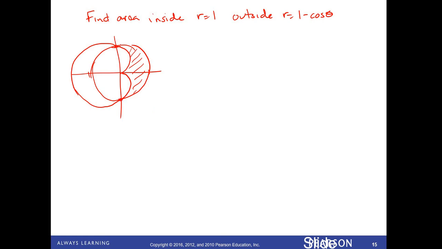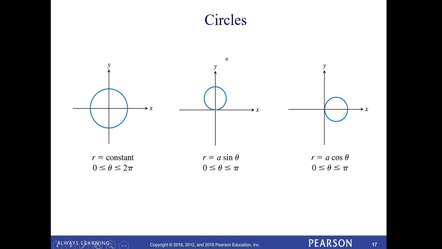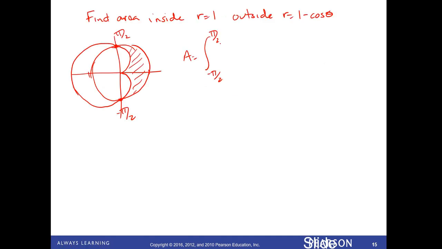I'm going to go from negative pi over 2 to pi over 2. So area is the integral from negative pi over 2 to pi over 2. 1/2 of my first radius, my bigger one, that's 1 squared, minus my 1 minus cos theta squared d theta.